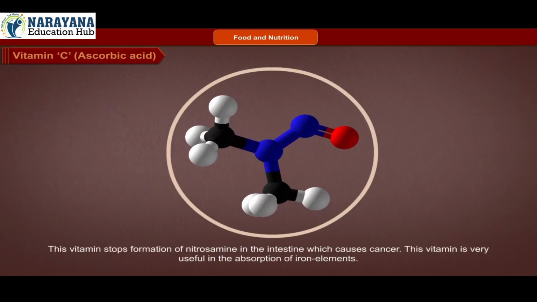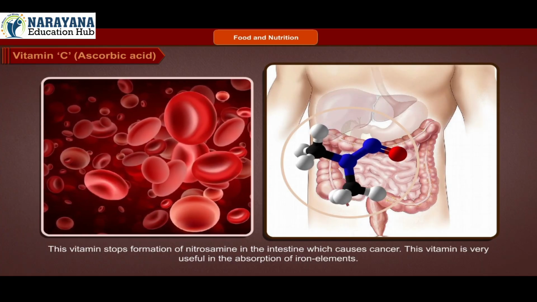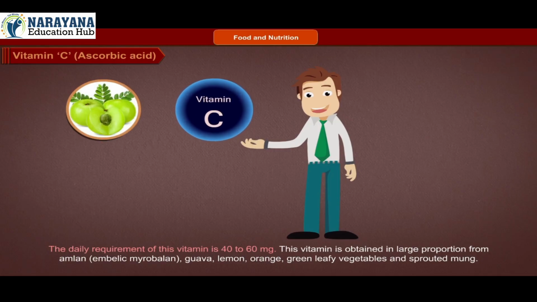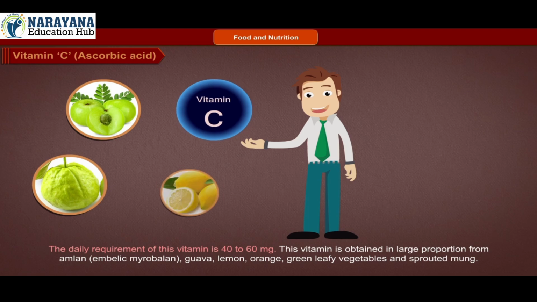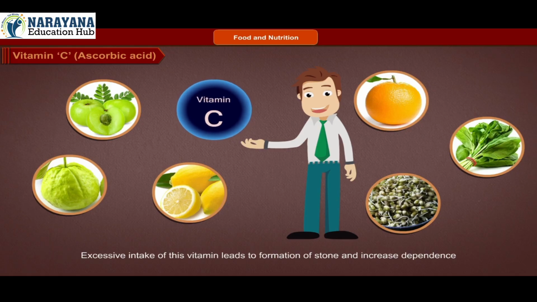This vitamin stops formation of nitrosamine in the intestine, which causes cancer. This vitamin is very useful in the absorption of iron. The daily requirement of this vitamin is 40 to 60 microgram. This vitamin is obtained in large proportion from amla, that is emblic myrobalan, guava, lemon, orange, green leafy vegetables, and sprouted mung. Excessive intake of this vitamin leads to formation of stones and increased dependence.